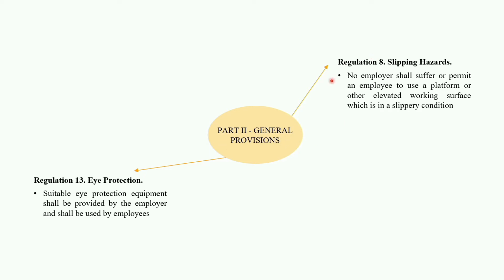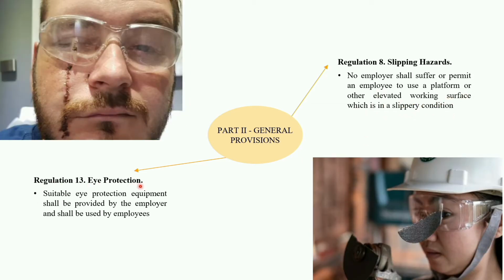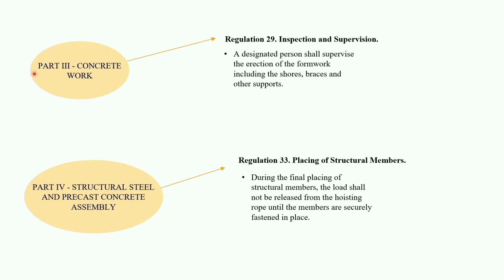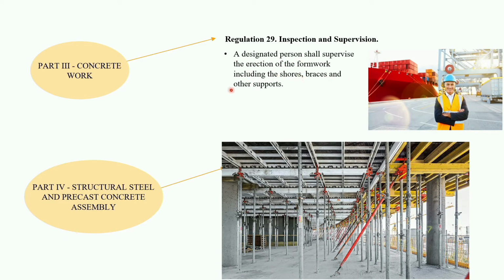In Part 2, we have Regulation 8, slipping hazards. No employer shall suffer or permit an employee to use a platform or other elevated working surface which is in a slippery condition. And Regulation 13, eye protection. Suitable eye protection equipment shall be provided by the employer and shall be used by employees. Part 3, concrete work. We have Regulation 29, inspection and supervision. A designated person shall supervise the erection of the formwork, including the shores, braces, and other supports.